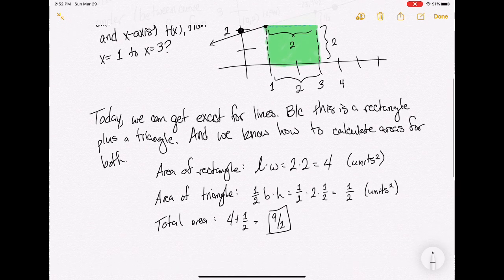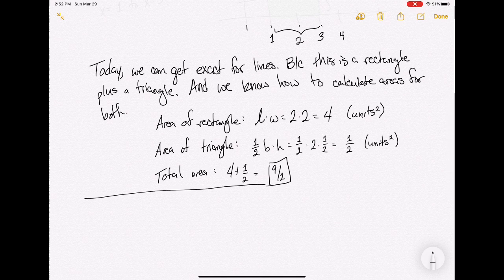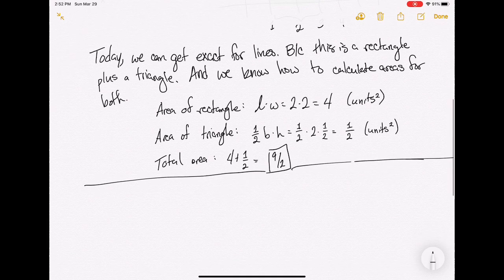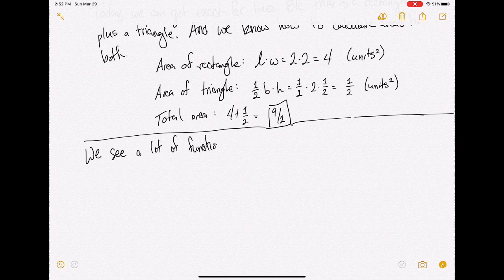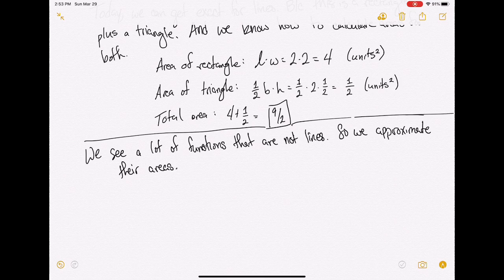But at the end of the day, all these functions we've seen are definitely not lines. So we see a lot of functions that are not lines. So we approximate those. So we approximate their areas. And how do we do this?